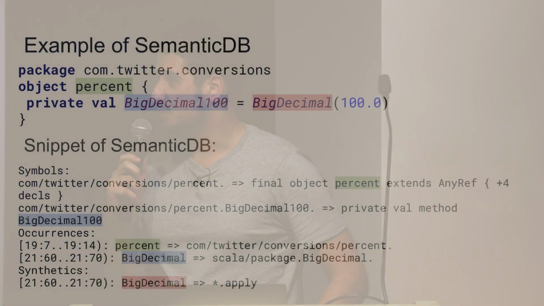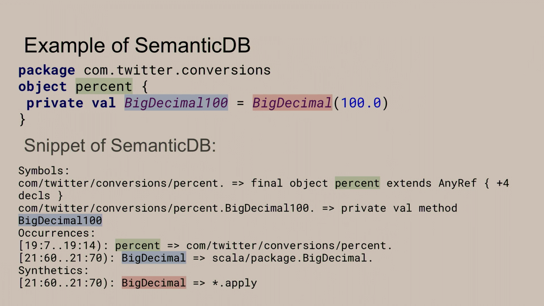Here's an example of what SemanticDB looks like. This is a printout from one of the SemanticDB tools, I think it's Metadiff, that shows what SemanticDB looks like. Here I correlated what we see in SemanticDB with the actual source file. We have the same source file as before. We have the object, which SemanticDB sees as an object that extends AnyRef. We have the field that is declared.